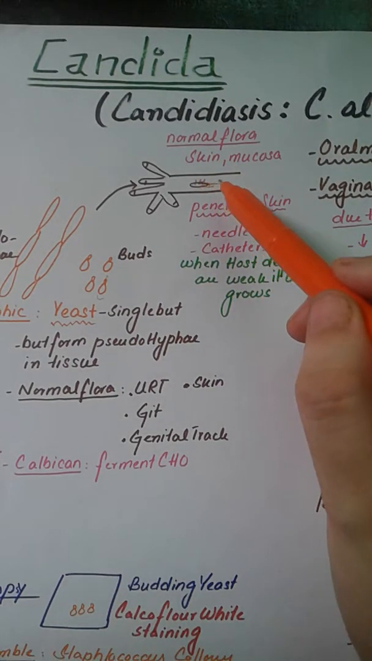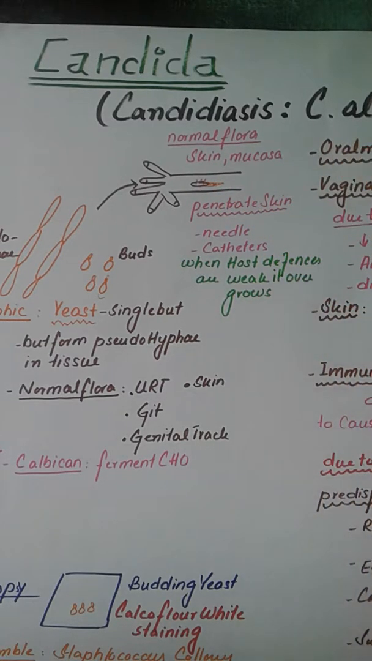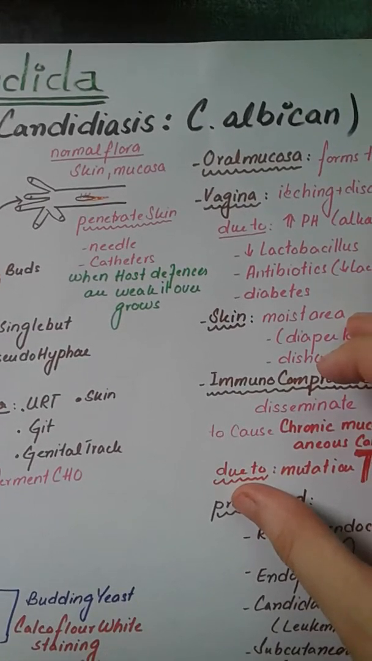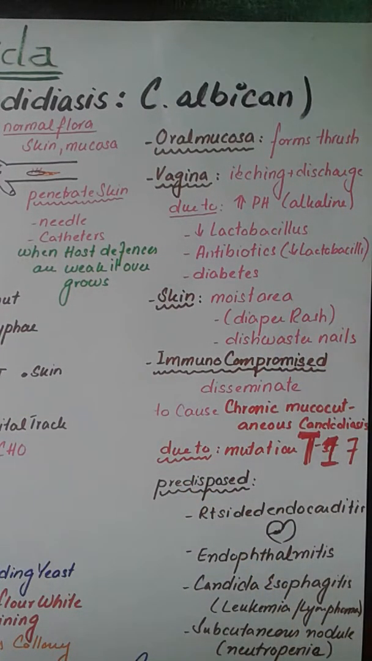When it goes inside the body, it can cause serious manifestations. Now, what is manifested? If in the oral mucosa, it forms thrush. Now, if you see the oral cavity, and these are your teeth, various forms of different teeth, and this is your tongue. And this is your uvula, a very bad diagram.